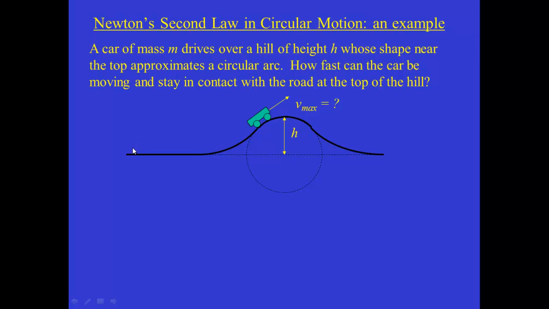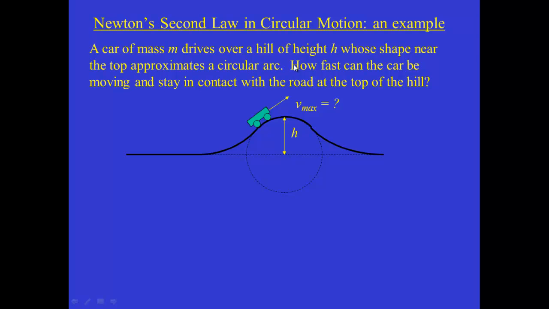It's similar to some of the homework problems that you will find in this section. It says that there's a car of mass m that's driving over a hill of height h whose shape near the top can be approximated by a circular arc. This is what we often do. Even though an object may not undergo circular motion completely around the circle, if part of its motion can be approximated as a circular path, then we can use this special formula for the acceleration.